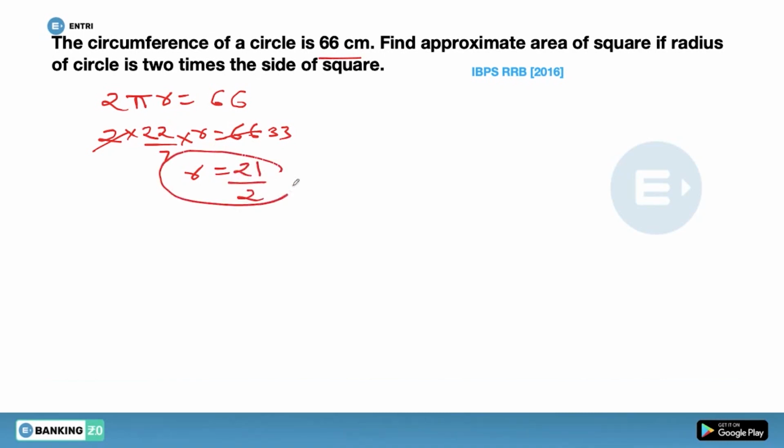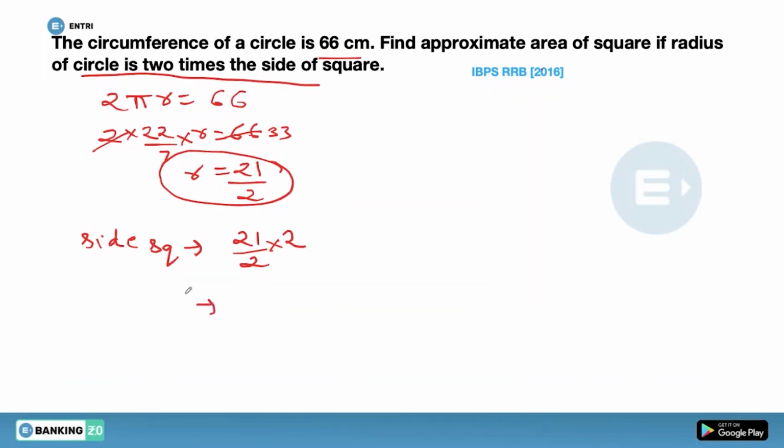Since I have received the value of radius, the question is asking to find the approximate area of the square if the radius of the circle is 2 times the side of the square. This means the side of the square is what? The side of the square is going to come 21 by 2 cross 2, because we are told the radius of the circle is 2 times the side of the square. So this is the condition.